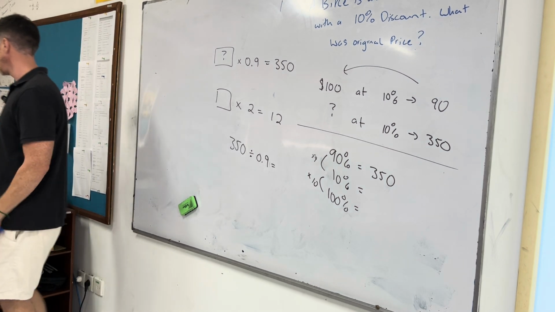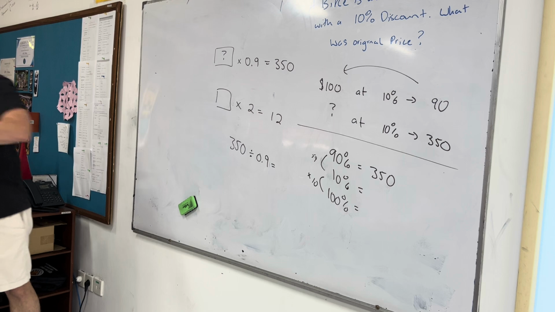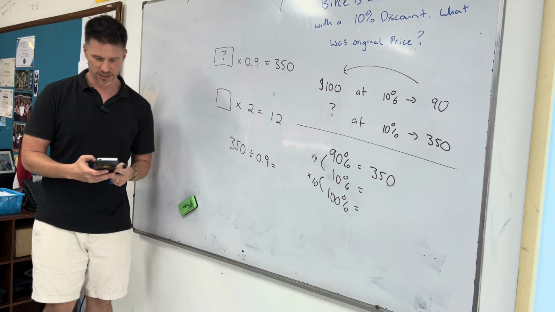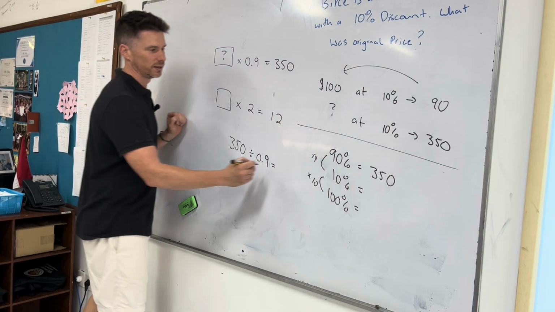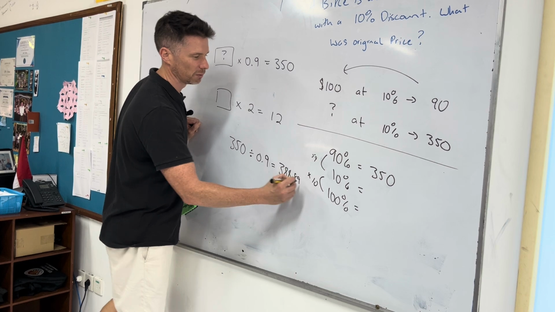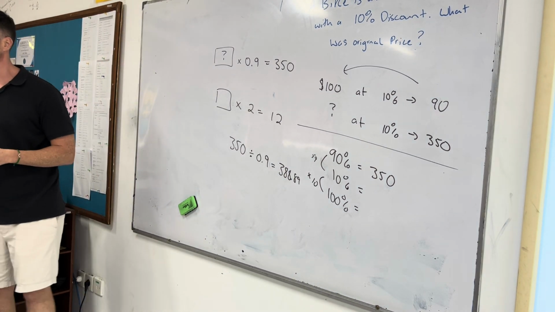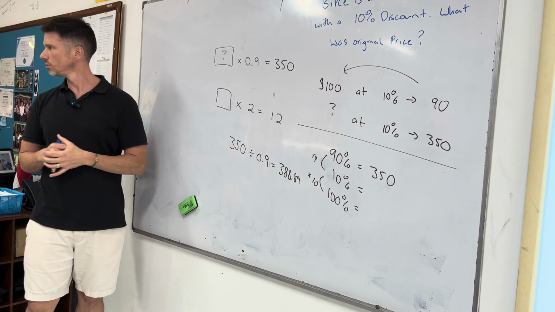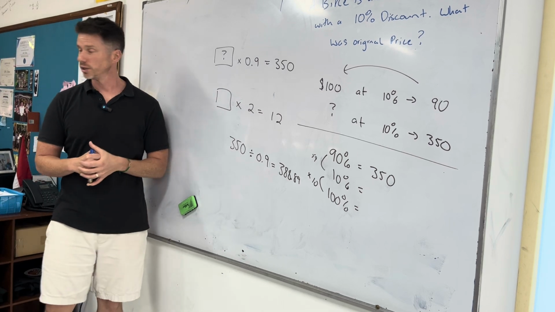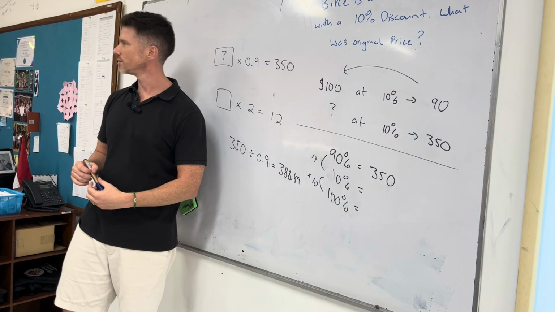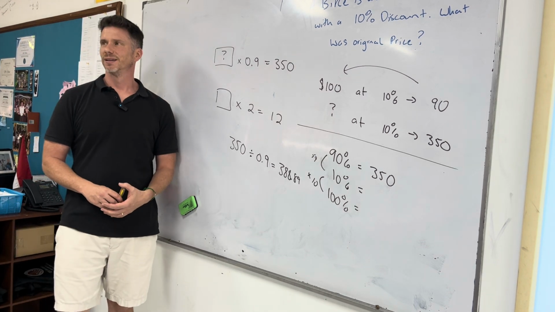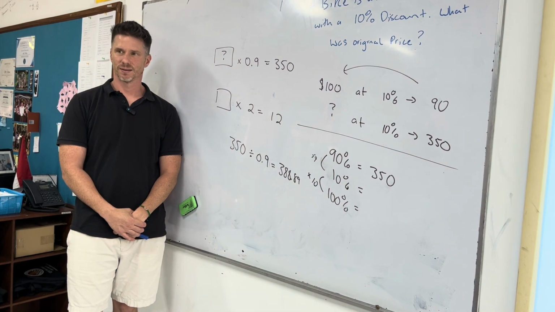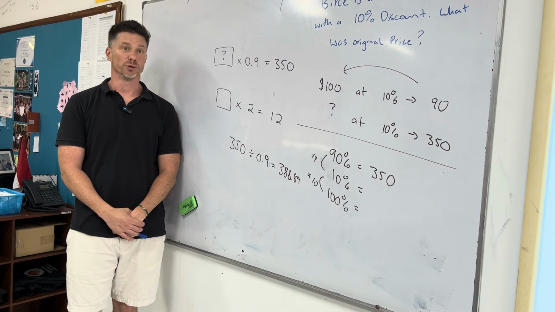So this is where we get our calculators out, if you have one. I do 350 divided by 0.9, and I get a weird number, but that's okay. 388.89, we'll round it. That was the original price. You could round it to 389, yeah, but usually with money we go to 2 decimal places. Mine's 388.8. Are we supposed to have a calculator? You can use the calculator for this exam.